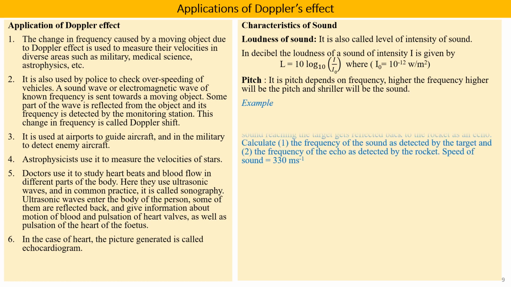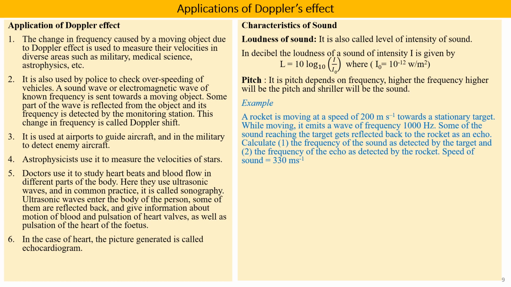Let us consider one example of Doppler effect, Doppler shift. A rocket is moving at a speed of 200 meters per second towards the stationary target. While moving, it emits a wave of frequency 1 kilohertz, that is 1000 hertz. Some of the sound reaching the target gets reflected back to the rocket as an echo.